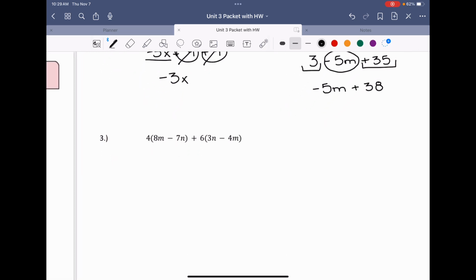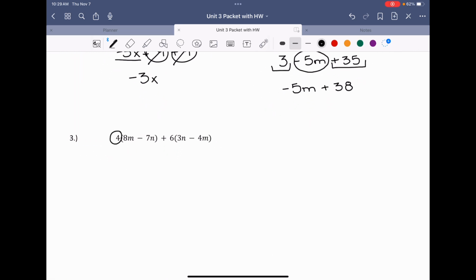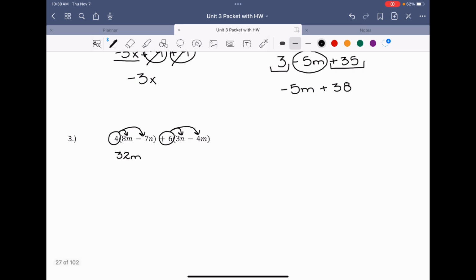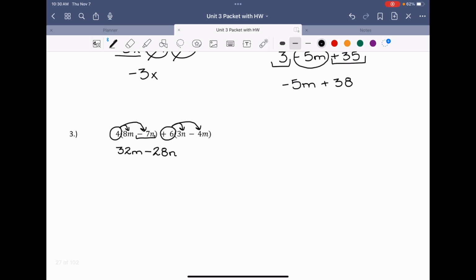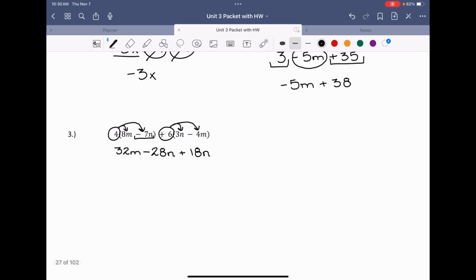Number 3. 2 sets of parentheses here, so I have to distribute twice, distributing a 4 and a +6. Draw my arrows. 4 times 8 is 32m. 4 times negative 7n is negative 28n. Positive 6 times positive 3 is going to give me plus 18n. And positive 6 times negative 4m is going to give me negative 24m. Identify your like terms.